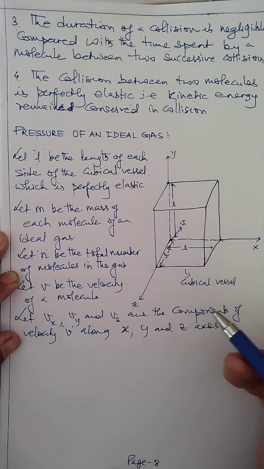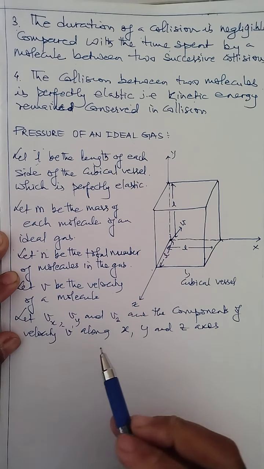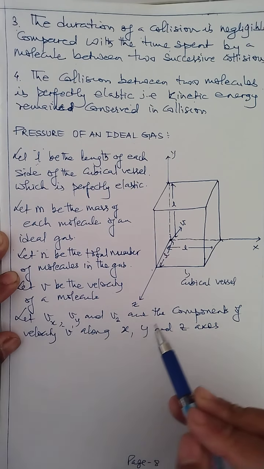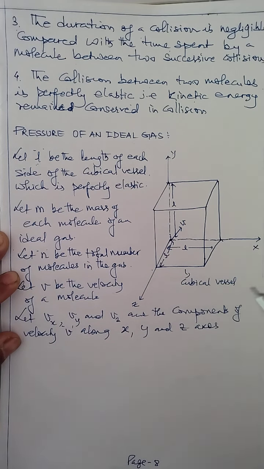So that's why this motion must be considered as a 3-dimensional motion. And when we measure the pressure, we take one molecule whose velocity can be represented along the x, y and z axis, so that other molecules also acquire the velocity in a similar manner.